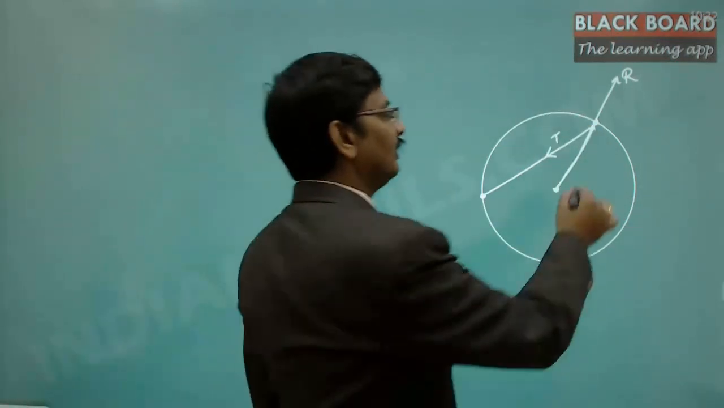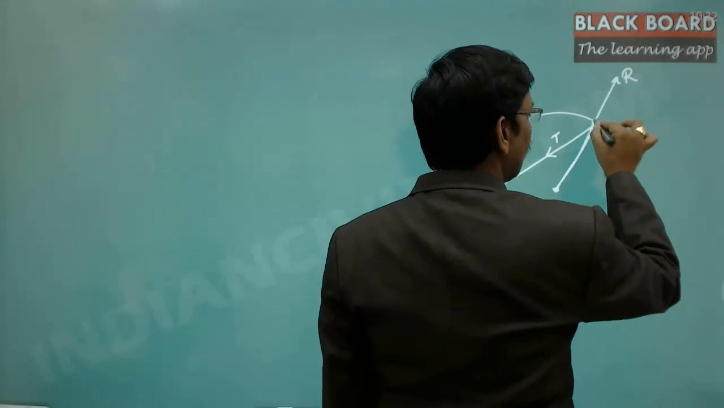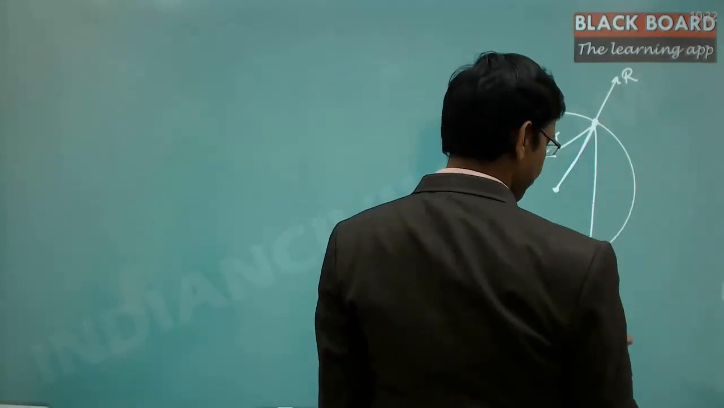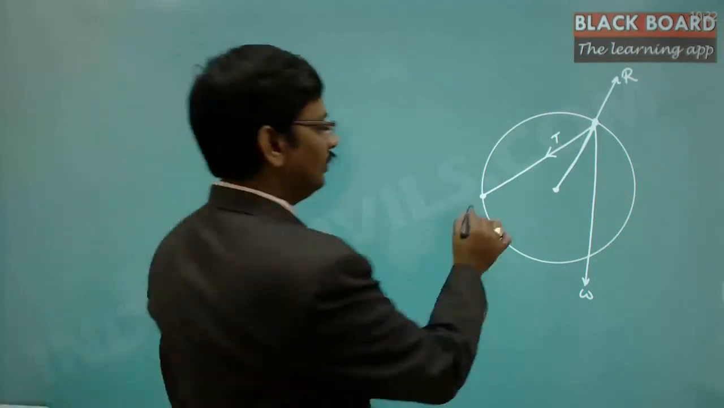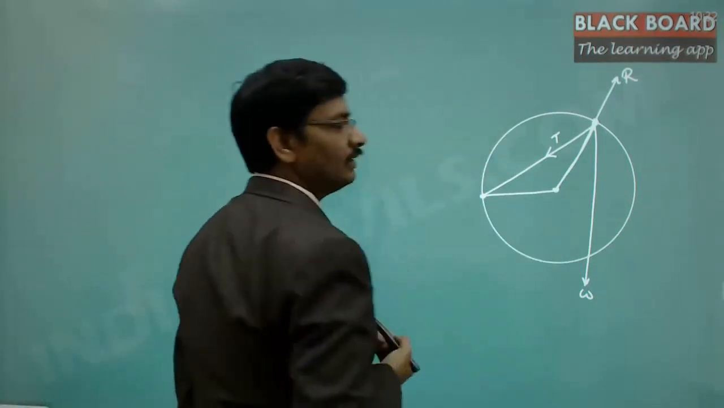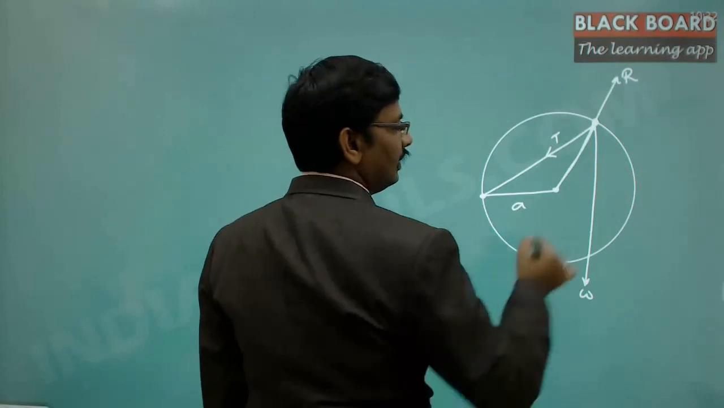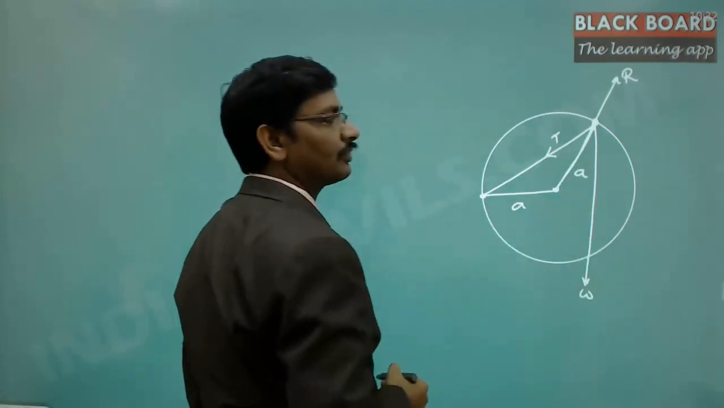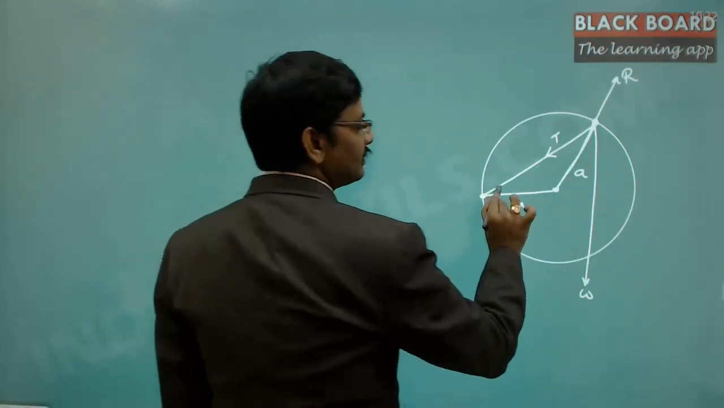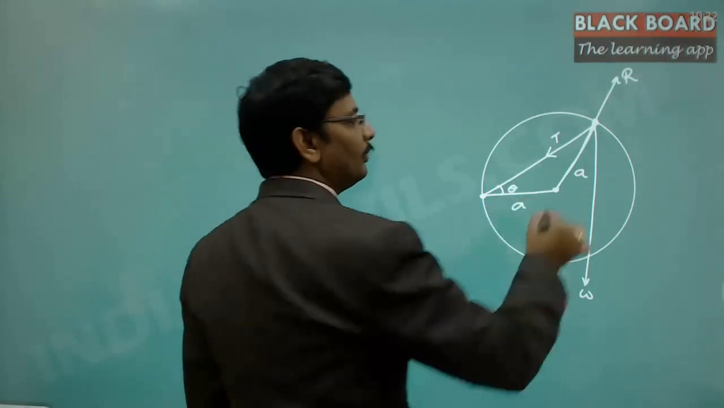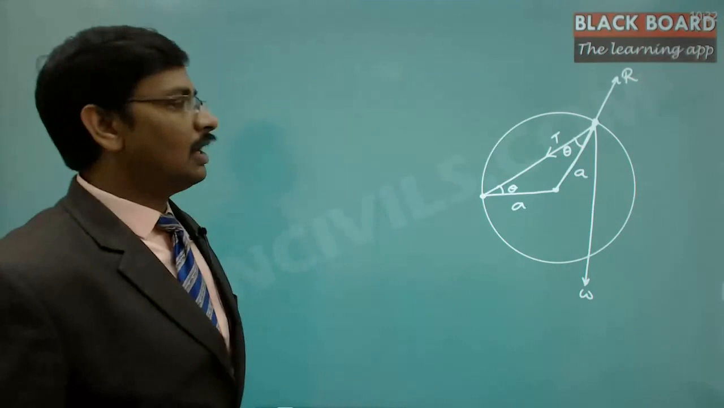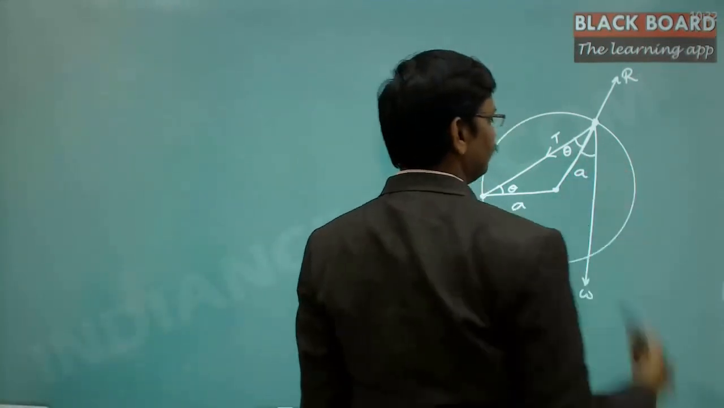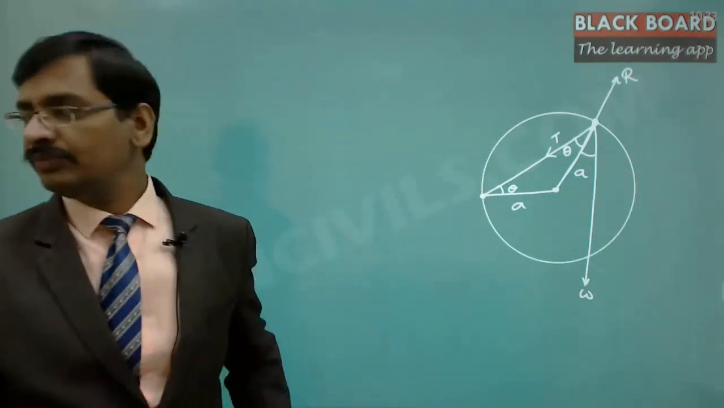And the weight of the ring is always in the downward direction. So this is the weight of the ring. W will always be in the downward direction. Now if I try to complete this triangle, this is the radius A. This is also the radius A. And let us say this angle is theta. Obviously this angle will also be theta. Now what will be this angle? Can somebody tell me what will be that angle?